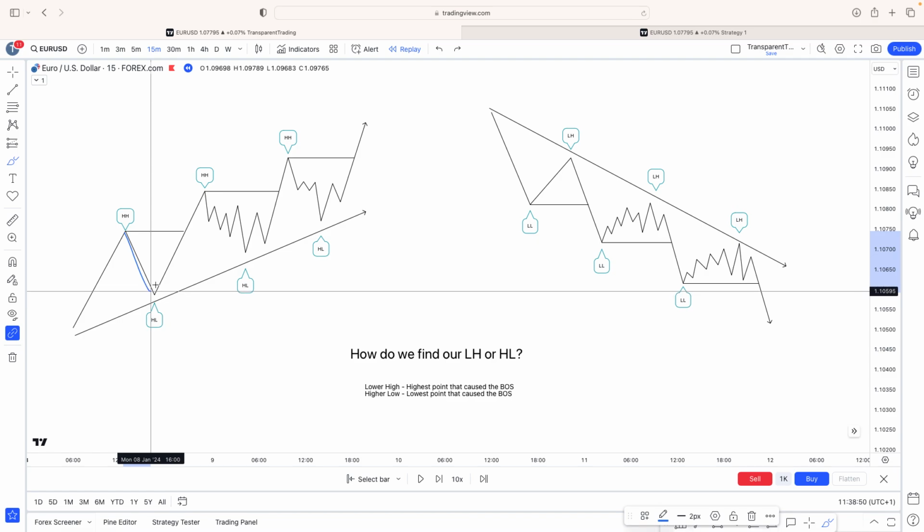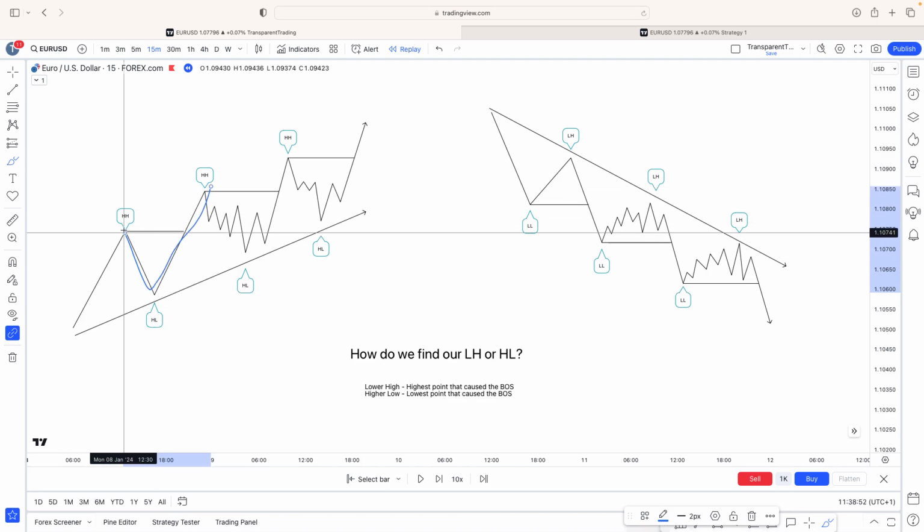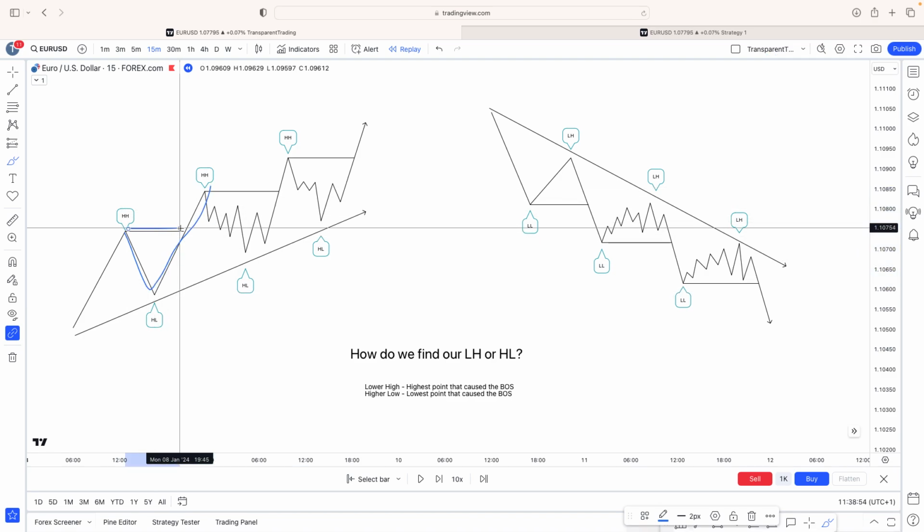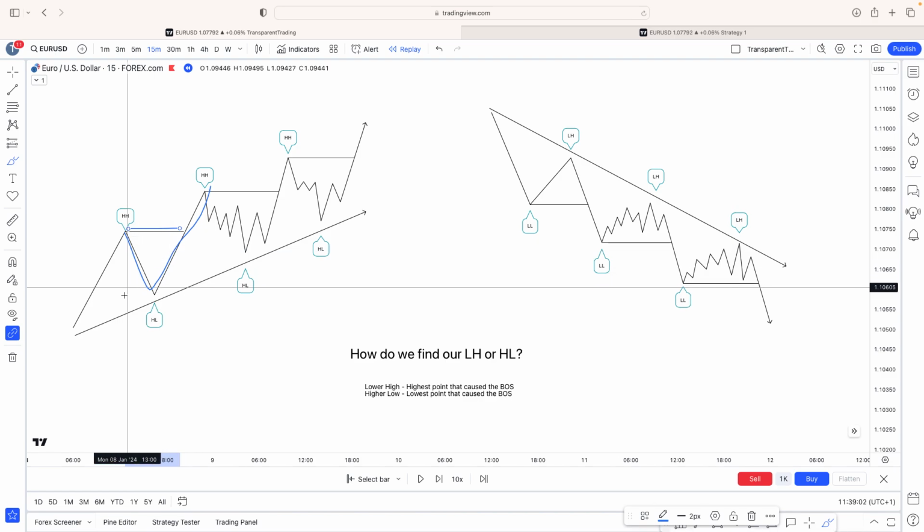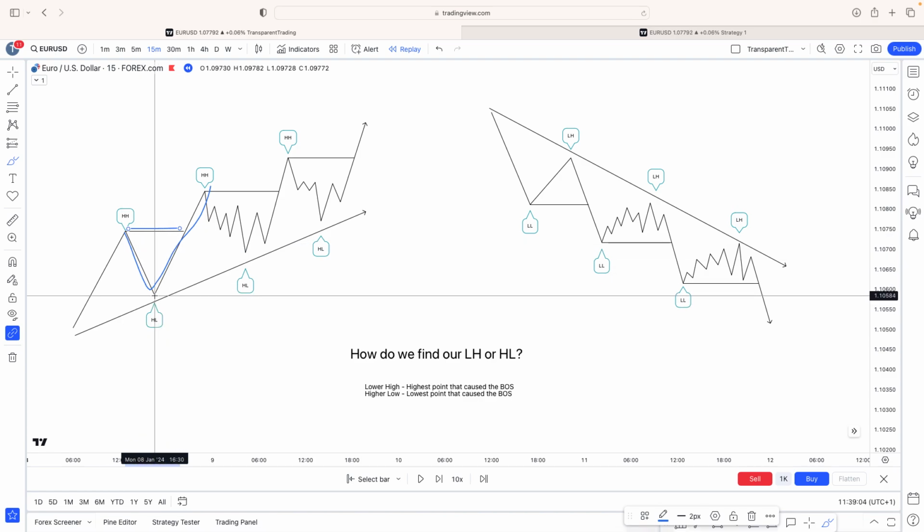Price then pushes up again, causing a break of structure to the upside, okay? As soon as we have that break of structure, we can then confirm that there is a higher low that is now cemented, okay? So we look back and this is our higher low that is now cemented. Once we have a break of structure, we can expect a pullback, right?